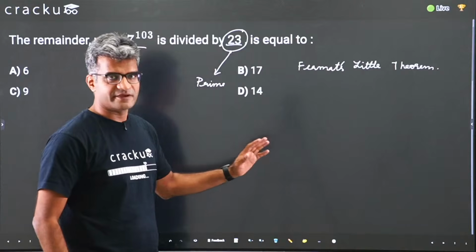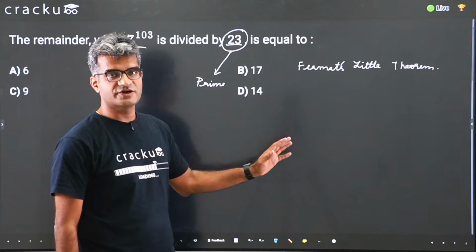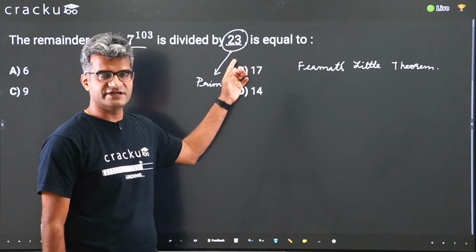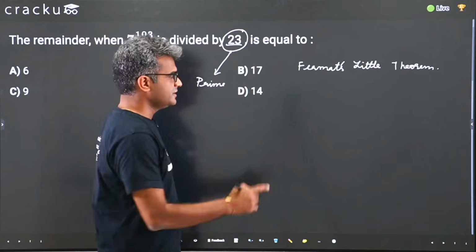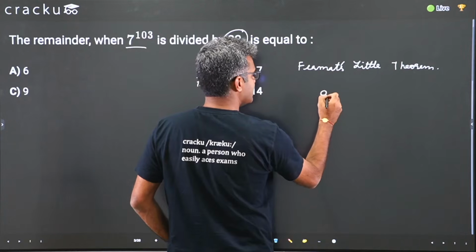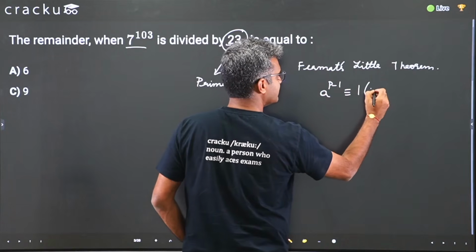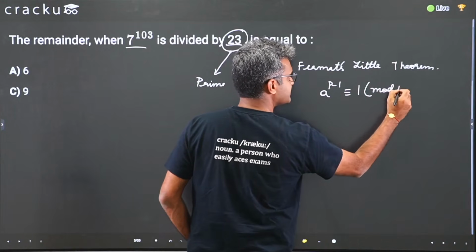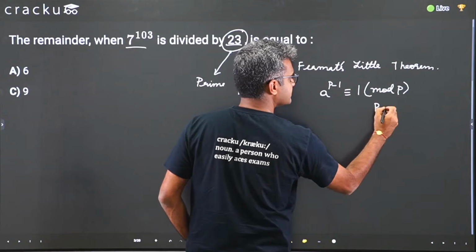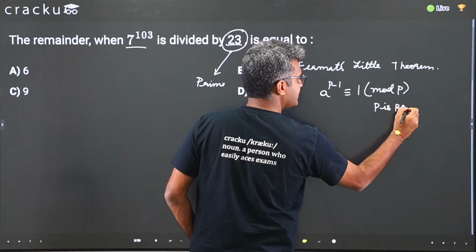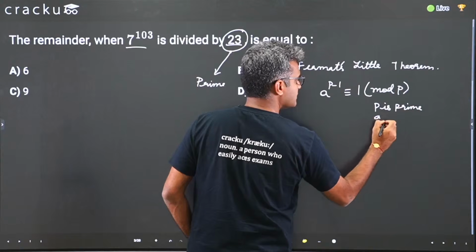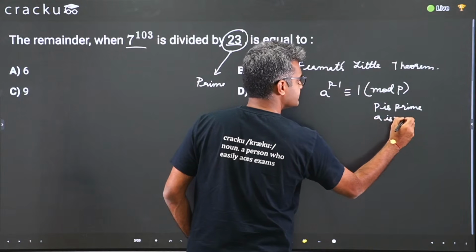Fermat's little theorem is especially applicable whenever the divisor is a prime number. It says that a to the power p minus 1 leaves a remainder of 1 when divided by p, if p is a prime number and if a is not a multiple of p.